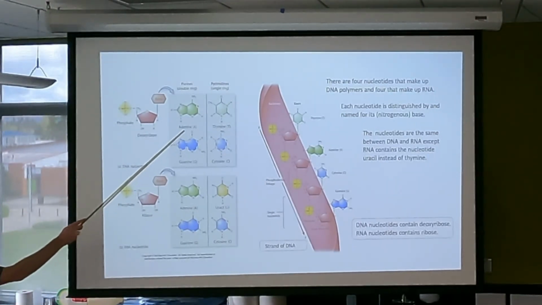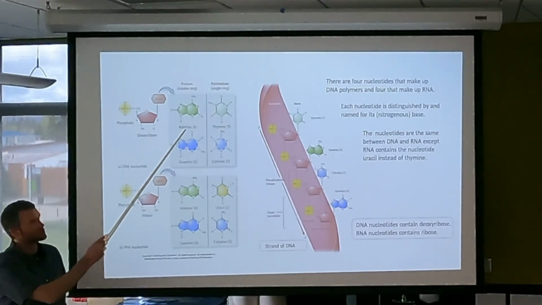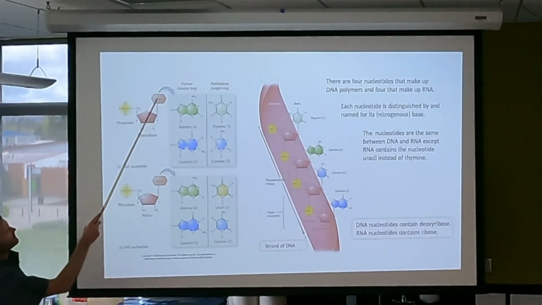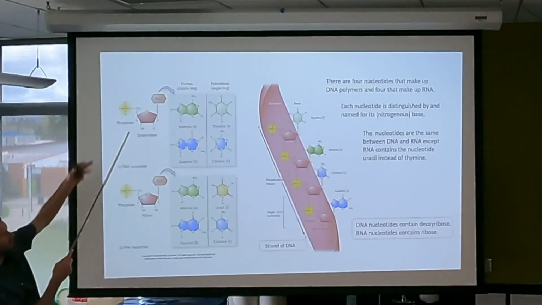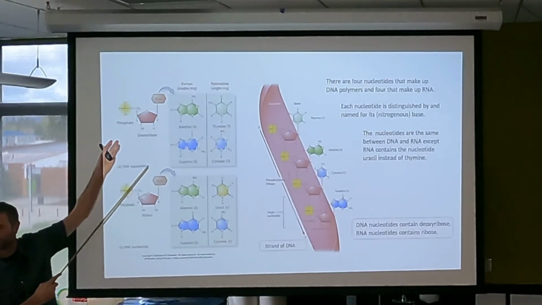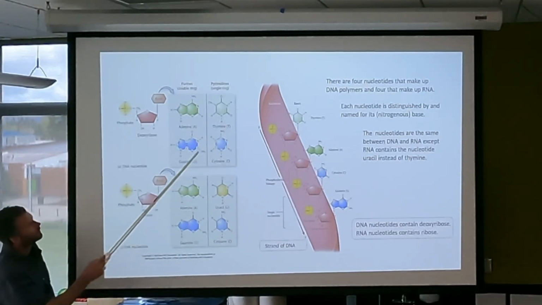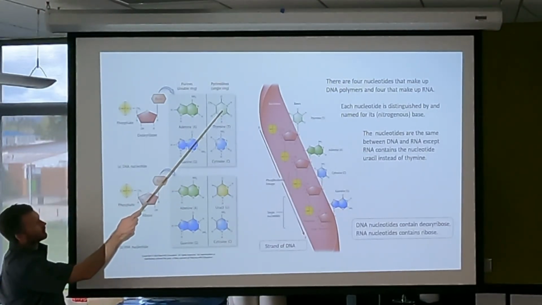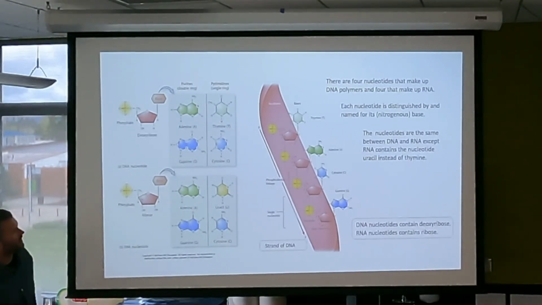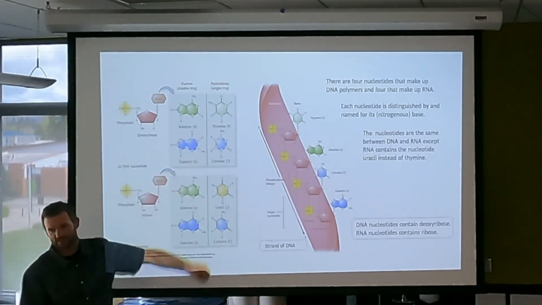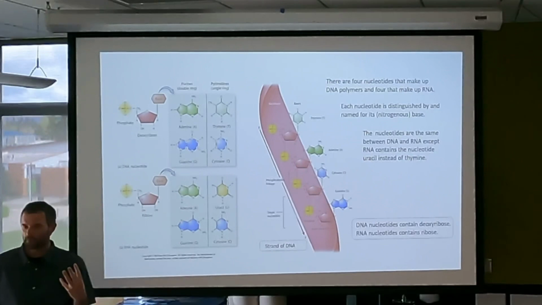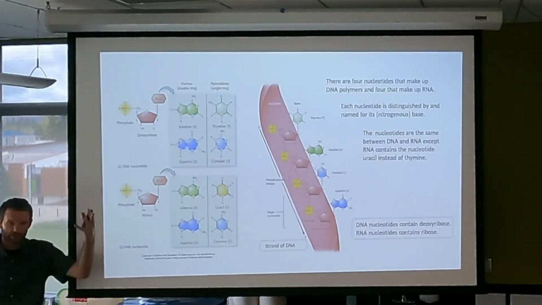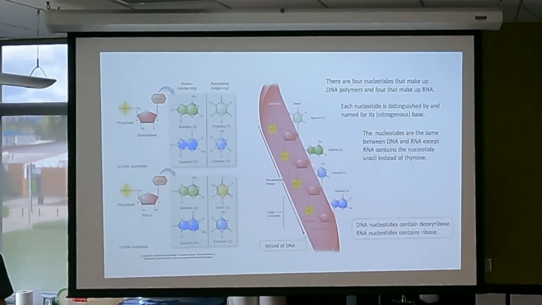This is an adenine nitrogenous base. So if this base has adenine on it, then we call the whole nucleotide adenine. Thymine is another possibility. Guanine is another possibility, and cytosine is another possibility. So those are the 4 potential nucleotides that are going to build up a DNA molecule.